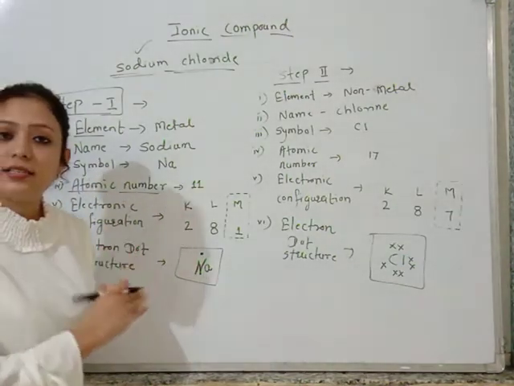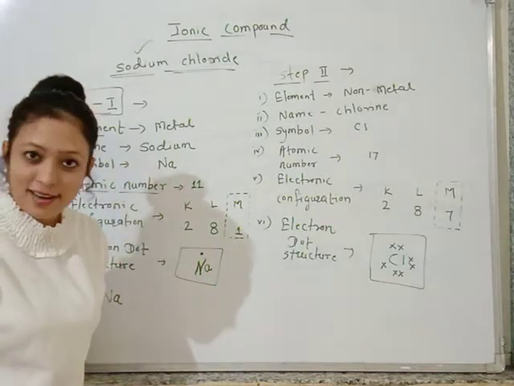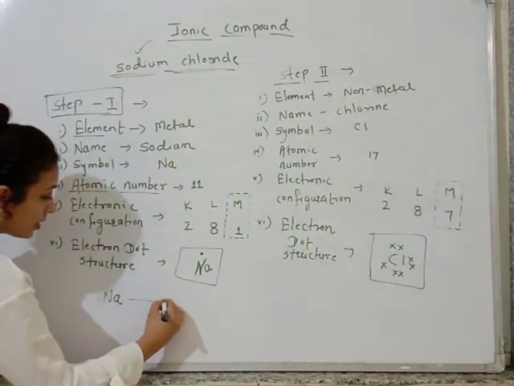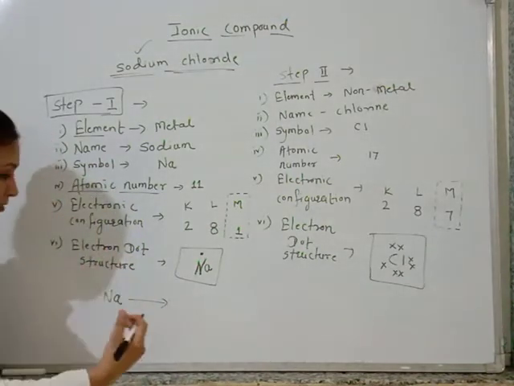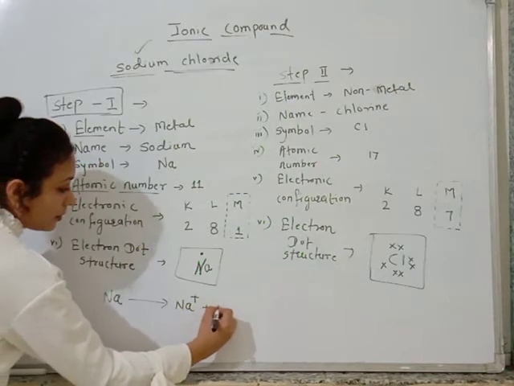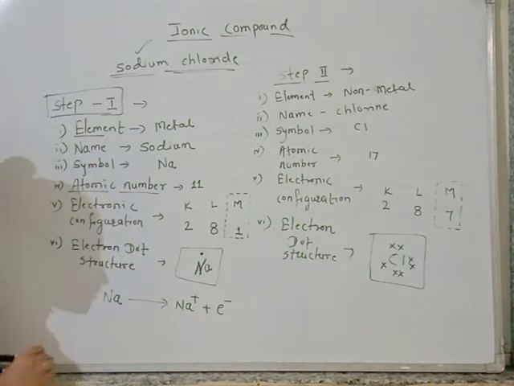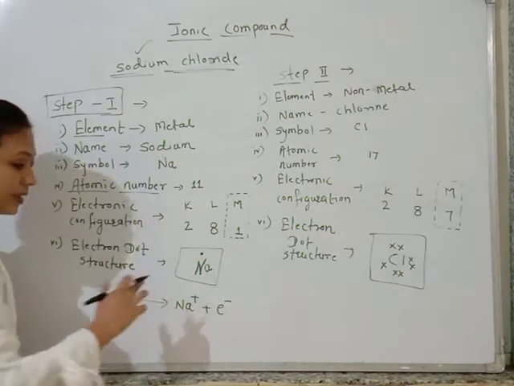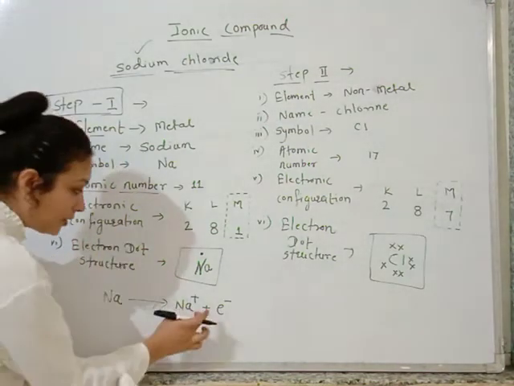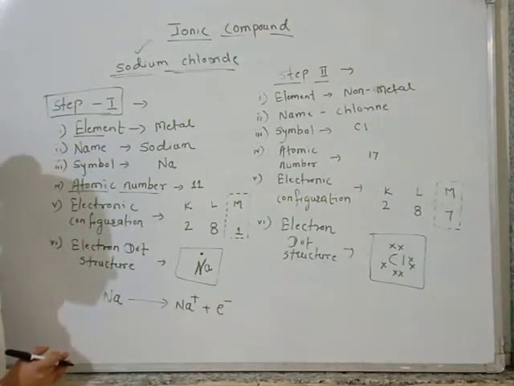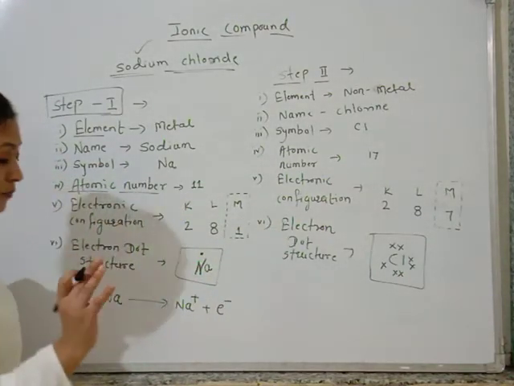Now this metal is going to lose its electron. So we will write the sodium, when it loses one electron, it becomes Na plus and an electron, e minus. What does sodium do? When sodium loses its one electron, after losing it, it gets a positive charge. And here what you can write, children.